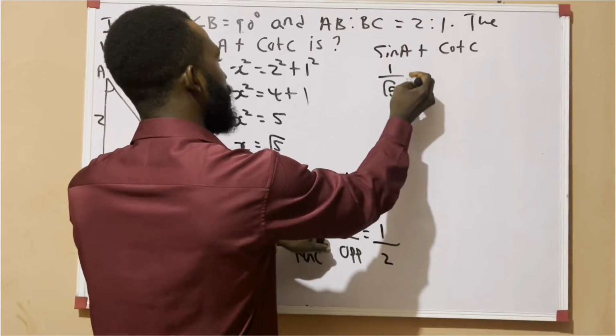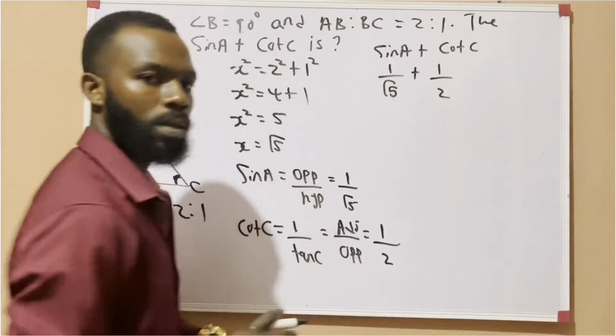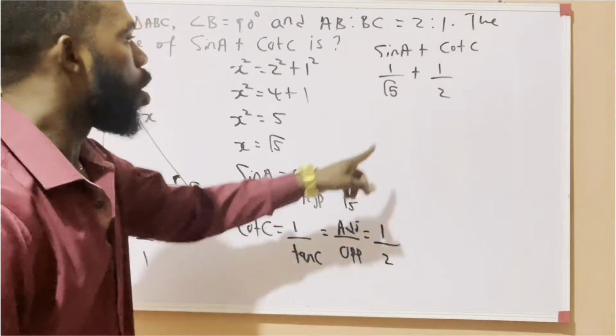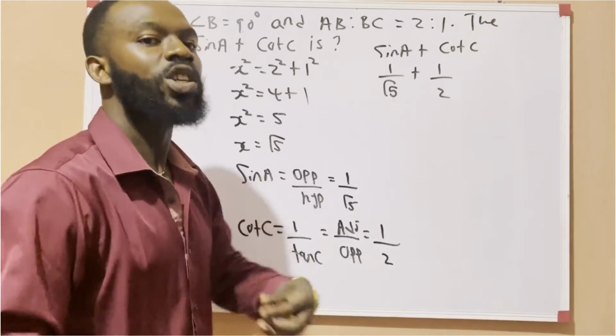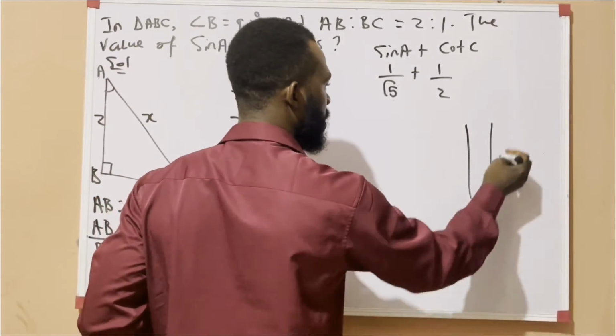1 over root 5 plus cot C is 1 over 2. Okay, now what we're going to do is find the LCM of root 5 and 2, which is 2 root 5. If you don't know how I got it, this is how you get it.